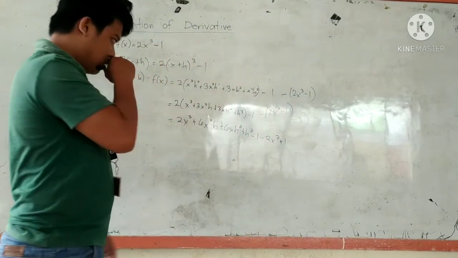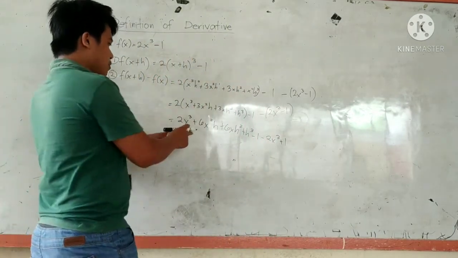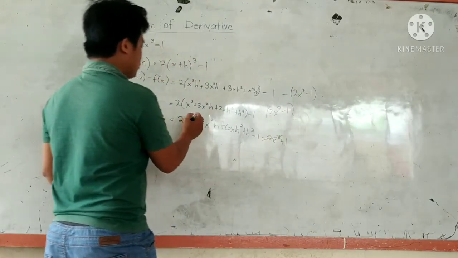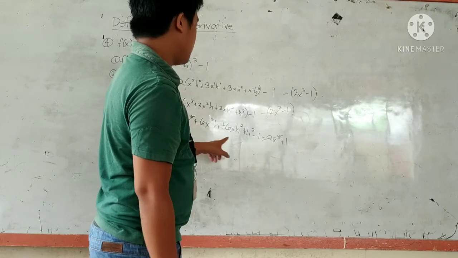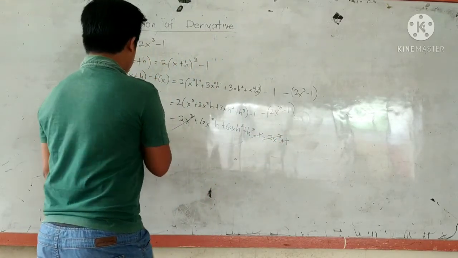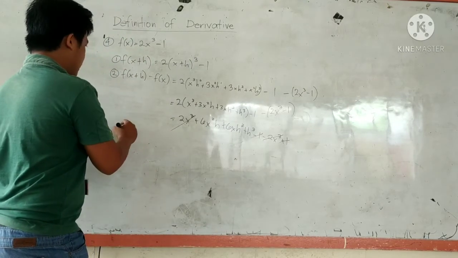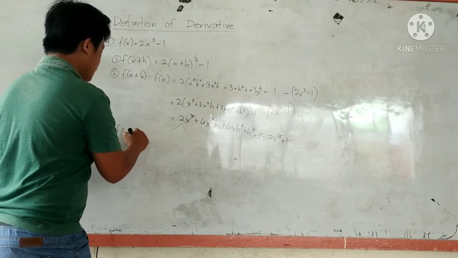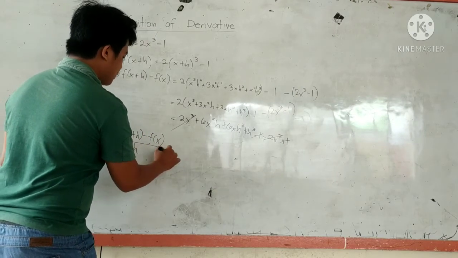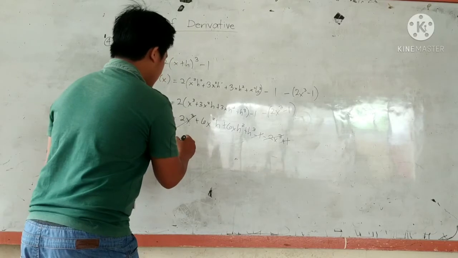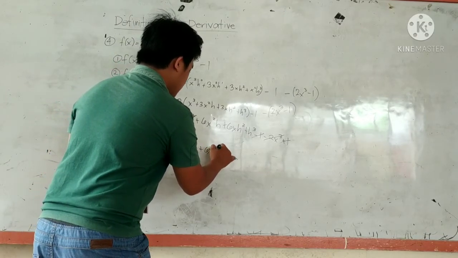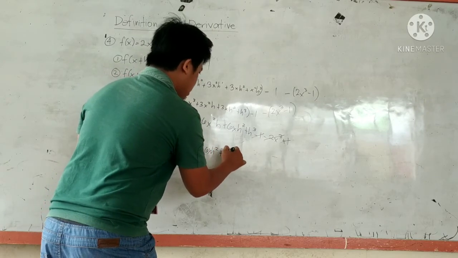Okay, next we're going to simplify it more. So we have 2x cubed here and also negative 2x cubed, so that would be 0. 6x squared h, and negative 1 plus 1. So what's left? We are going to write that in our third step. We are going to divide it by h. Okay, so what's left will be 6x squared h plus 6x h squared plus 2h cubed.